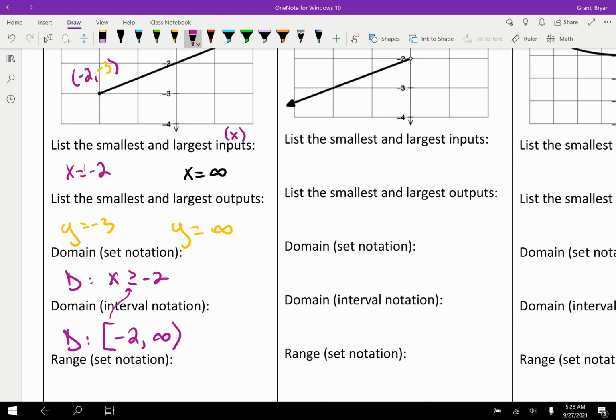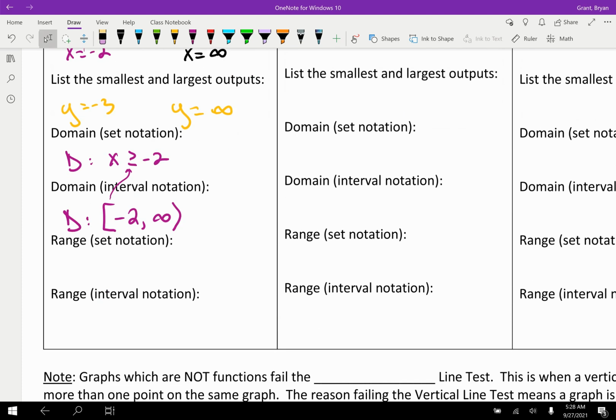All right. Do you think you can figure out the y's? They're pretty darn similar. Our smallest y is -3, and we just grow greater than that. So our range here is that y is greater than or equal to -3. And then in terms of interval notation, we go least to greatest. We can be equal to -3, but not equal to infinity. Two different ways to say the same thing.